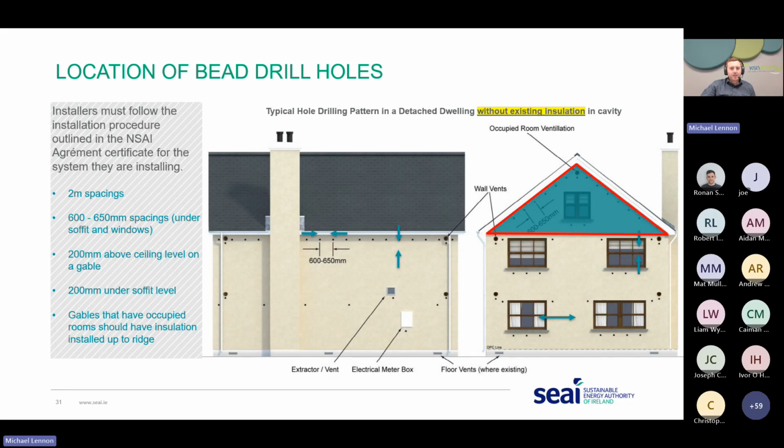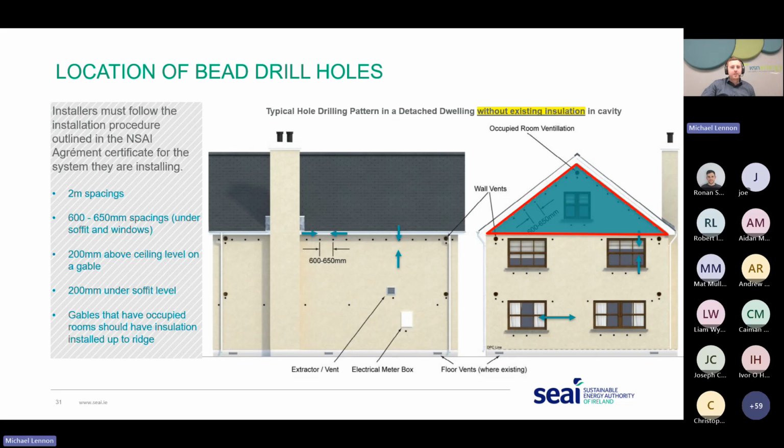So we're looking at a situation where we have a detached property without existing insulation. So there's no existing insulation in the cavity already. We're looking at having 2 meter spacings. The gap will be 600 to 650 millimeter spacings under the soffit and windows. Again, if it's a gable, we would just allow for 200 millimeters above the ceiling level in order to fill the wall correctly, and that's what would be specified in most NSAI certificates. When you're talking about side walls, say under soffit, you'd be required to drill 200 millimeters under the soffit level.